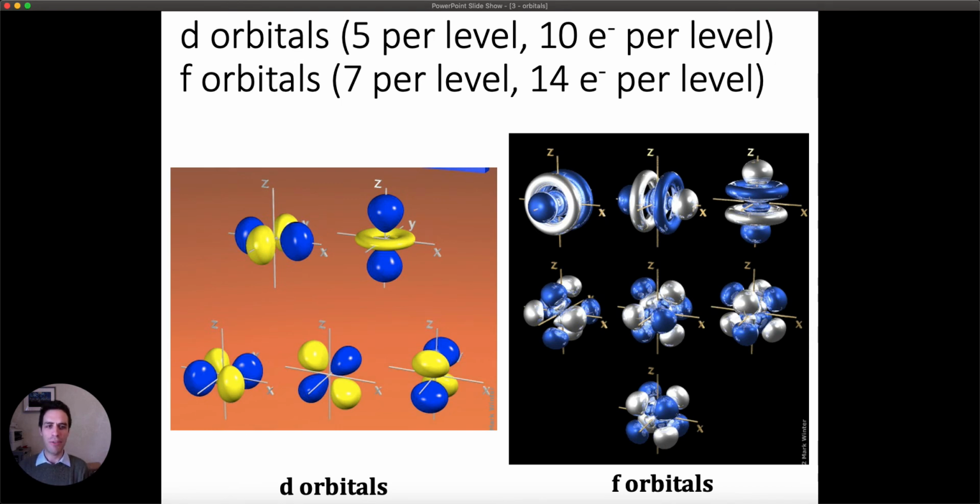Here's D and F. You can see that the shapes get very, very complicated. You do not need to be able to identify for sure which type of orbital these are. But the d orbitals, there are 5 of them at each level. D orbitals start at level 3. Each orbital holds 2 electrons, so that's 10 electrons in the d subshell. There are 7 f orbitals, each holds 2, so there are 14 electrons that can sleep in the f subshell.